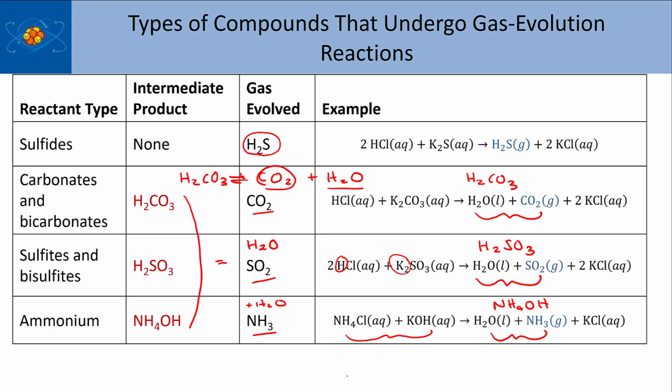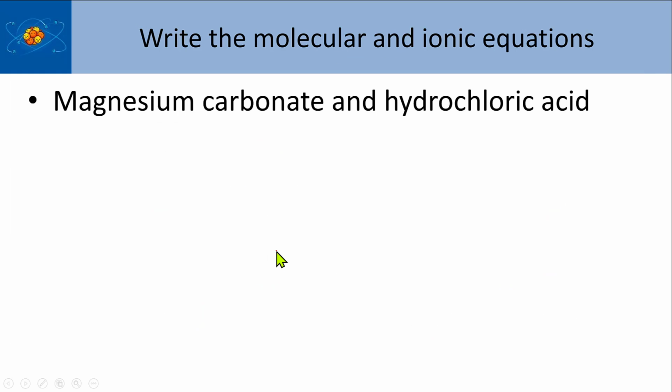So what I'm going to do is walk you through how you would do this for a reaction of magnesium carbonate and hydrochloric acid. And then we'll go ahead, because you need to know how to write both the molecular and the total ionic and net ionic equations. So those are the ionic equations that I'm referring to up there, the total ionic and net ionic equations.